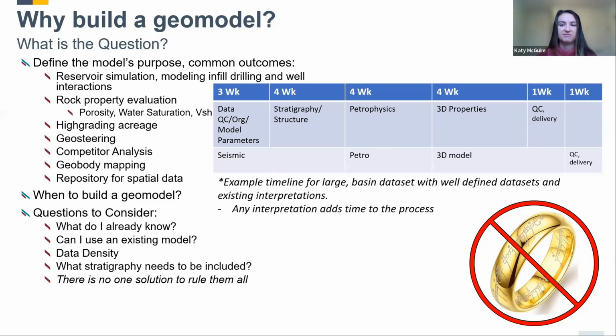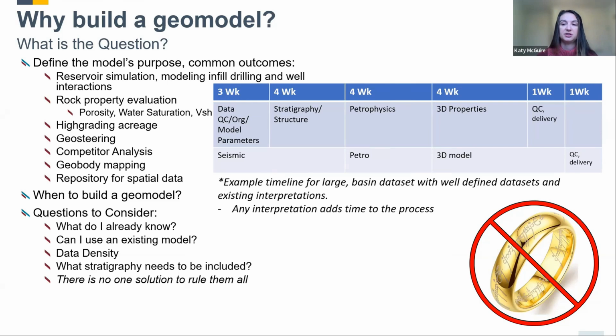Common modeling outcomes are built to answer questions about reservoir simulation, rock property evaluation, high grading acreage and sweet spotting, geosteering wells, competitor acreage and well analysis, geobody mapping, specifically if you have seismic data or very dense well data sets. And finally, the geomodel can be a repository for spatial data.